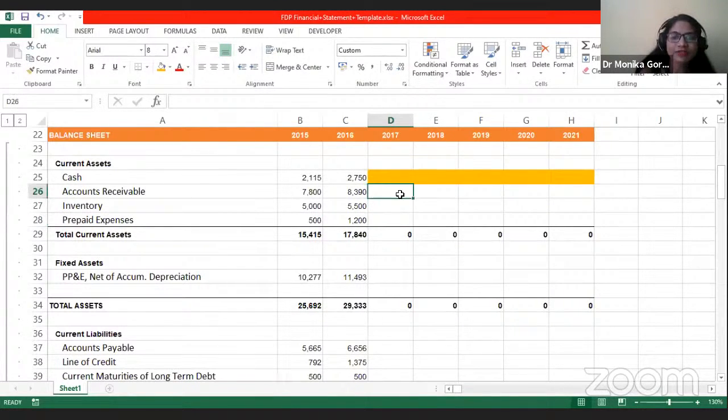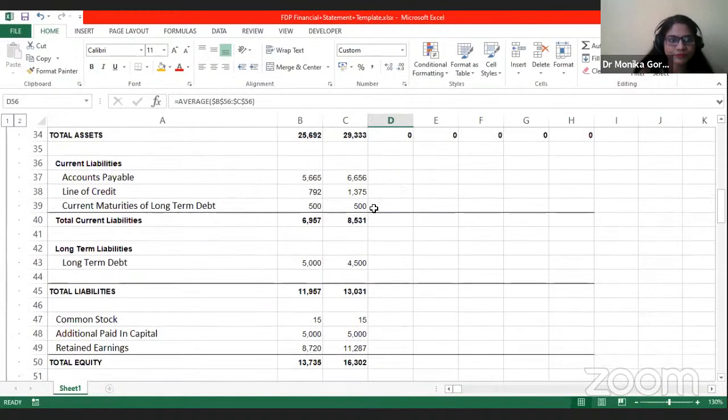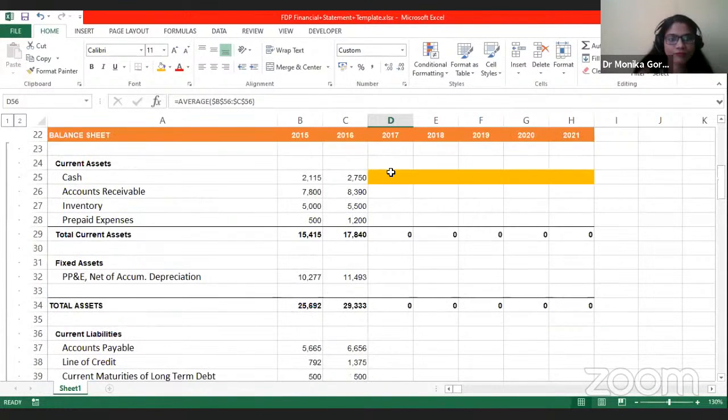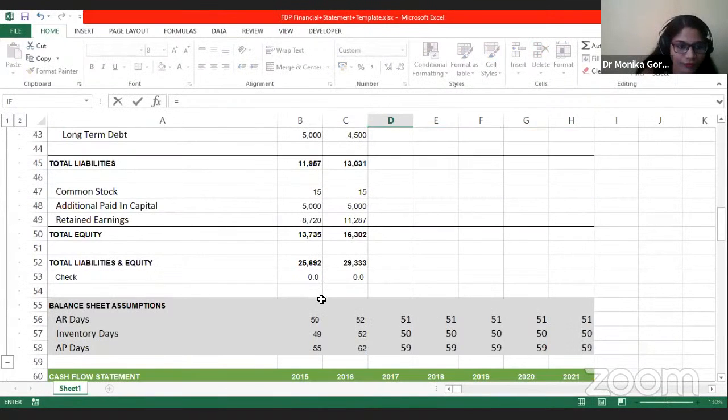As we have the days over here, which we have calculated by taking the average, what are we going to do? We know the days, right? We know the days, so let's take these days. Just a second.